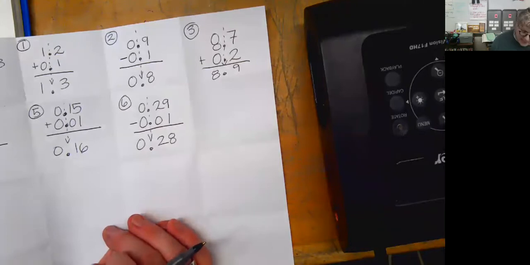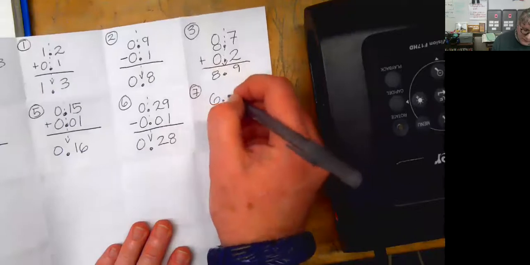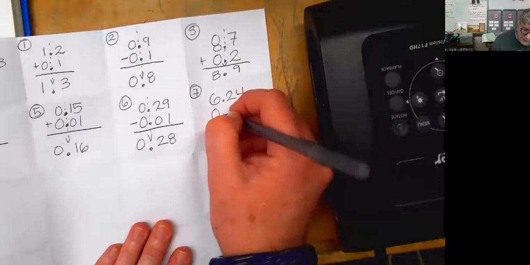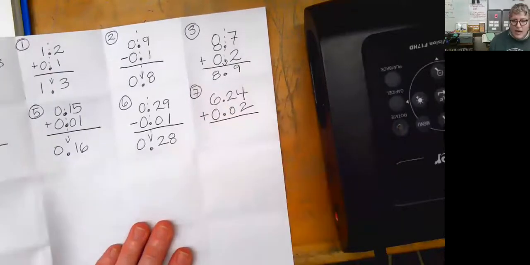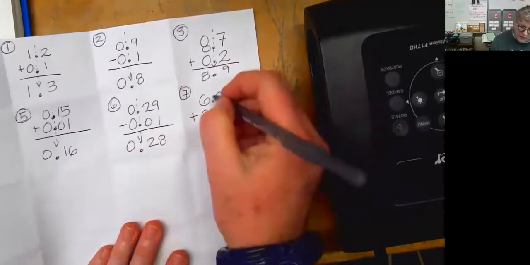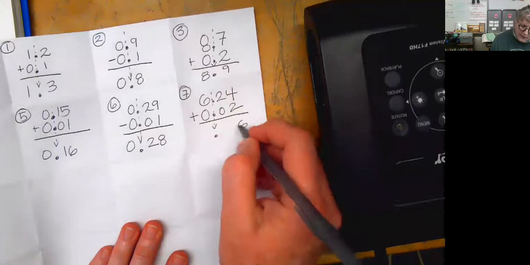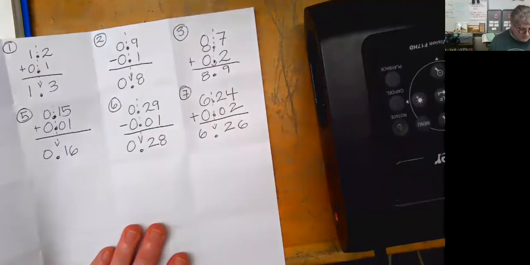Number 7 has 6 and 24 hundredths. And it says 2 hundredths more. So we're adding 2 hundredths more. Again, we're lining up, and we end up with 6 and 26 hundredths.